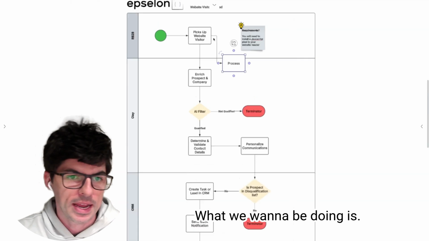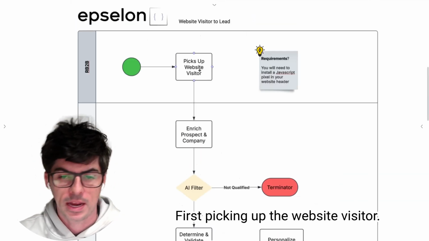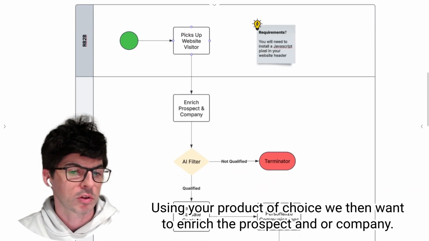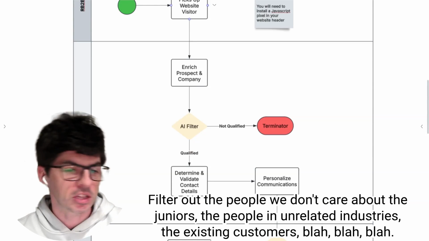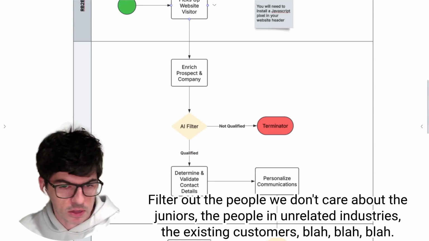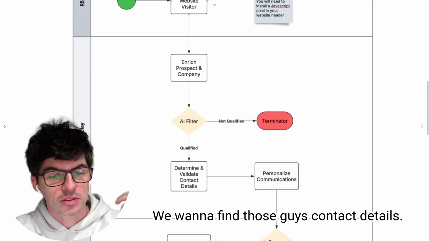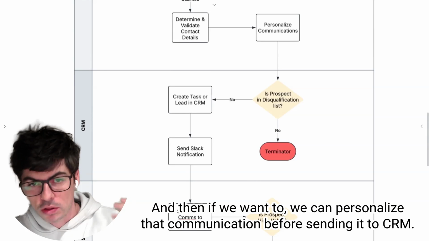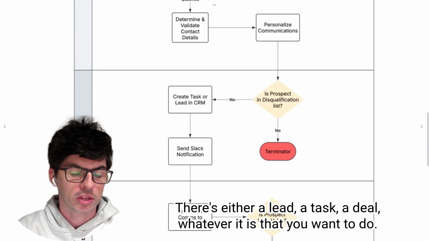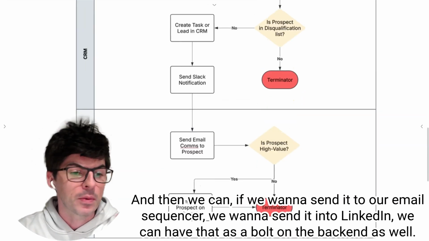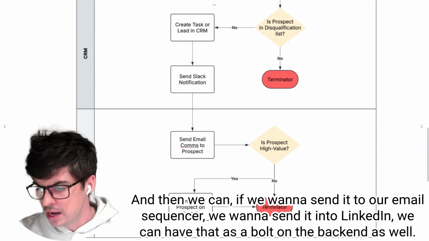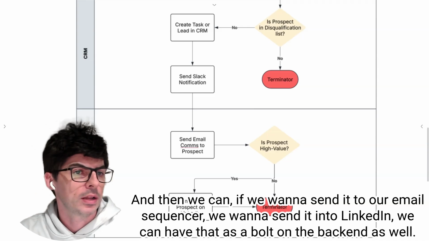What we want to be doing is first picking up the website visitor using your product of choice. We then want to enrich the prospect and/or company, filter out the people we don't care about, the juniors, the people in unrelated industries, the existing customers, and so on. We want to find those guys' contact details. And then if we want to, we can personalize that communication before sending it to CRM as either a lead, a task, a deal, whatever it is that you want to do. And then if we want to, we can send it to an email sequencer, or into LinkedIn, as a bolt on the back end as well.